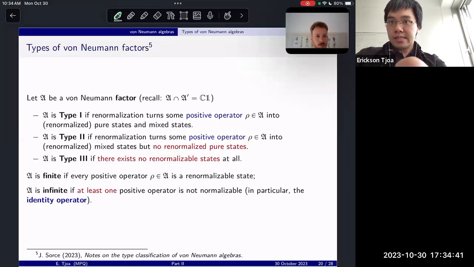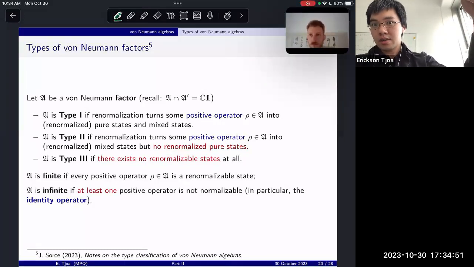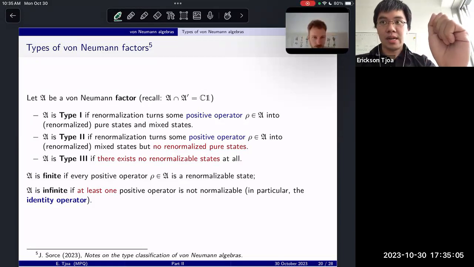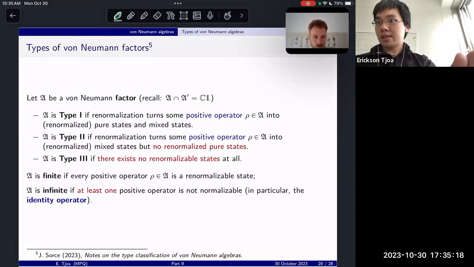And the idea is that if you have a von Neumann factor, since the classification is based on the factors, you say that it is a type 1 factor if your renormalization procedure always turns some positive operator rho into either pure states or mixed states, renormalized or otherwise. It is type 2 if you don't have renormalized pure states, but at the very least, you might still have renormalized mixed states. And it is type 3, which is the case for quantum field theory, if there exist no renormalizable states at all.